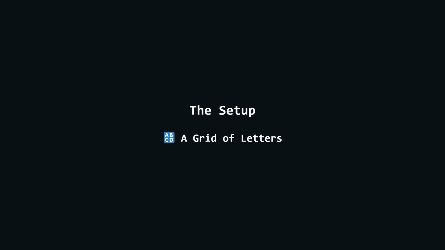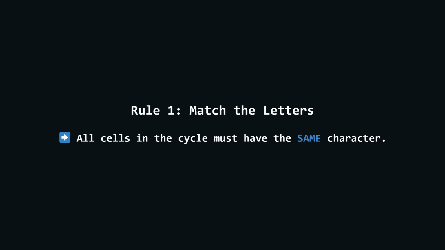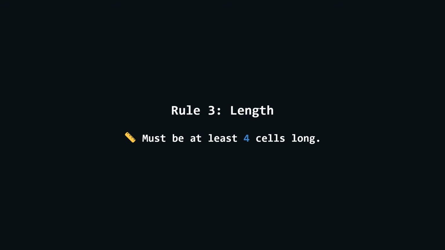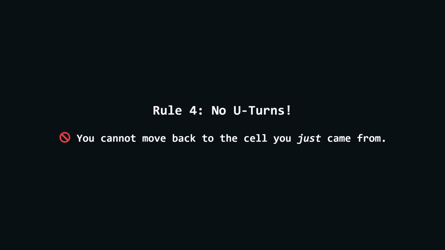We are given a grid, sort of like a checkerboard, but filled with lowercase letters. Our main goal is to figure out if there is a cycle, basically a closed loop, hidden somewhere in this grid. But we can't just make a loop out of any cells. Every single step in our cycle must be on the exact same letter. To form the cycle, we can move one step at a time, moving up, down, left, or right, to an adjacent matching cell. The problem also states that a valid cycle has to be at least 4 steps long. And the most important rule, no immediate U-turns. You can't just bounce back and forth between two cells and call it a cycle.